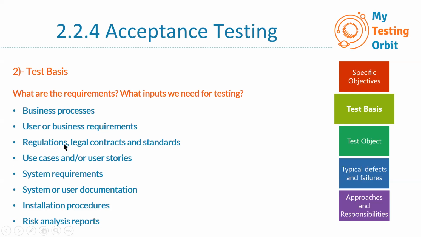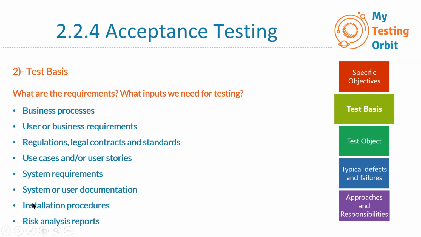Same applies for regulations, legal contracts, and standards. So if there are any industry standards or any kind of contracts, then yes, we do need them as they will be our base of requirements. And then user stories, as we covered, it can be either user stories or use cases. Then system requirements. If there is a system which is being developed, then yes, we do require some requirements for that system as well. Or if there is a product or a system, then we need some kind of user documentation, like a user manual for that product, etc.